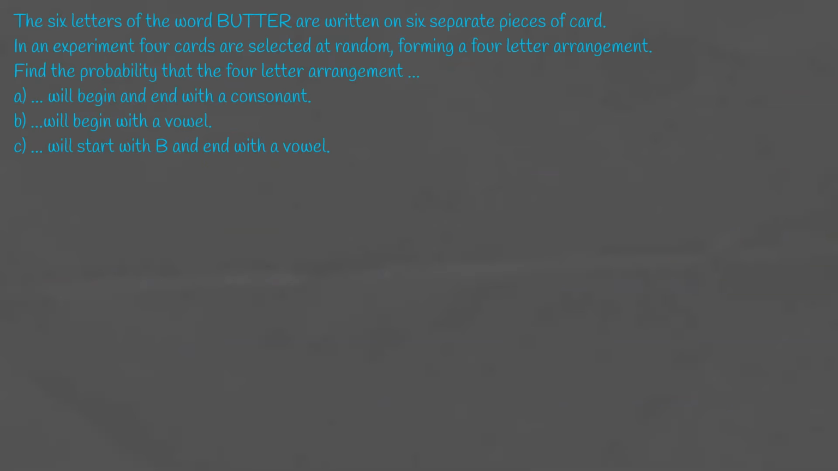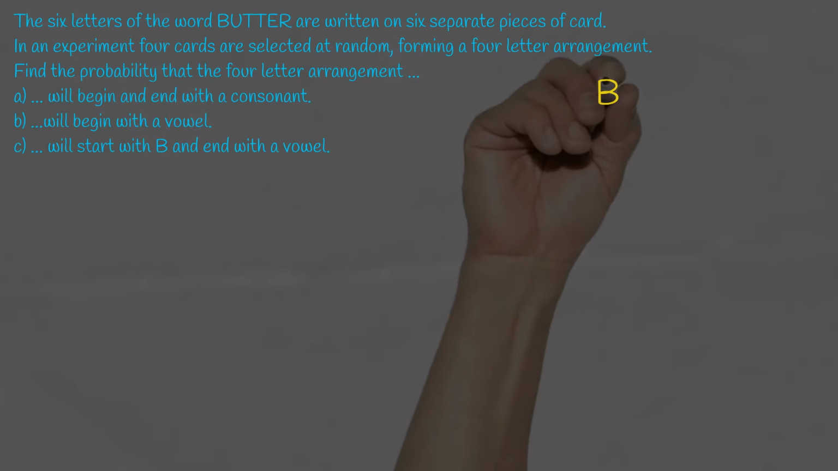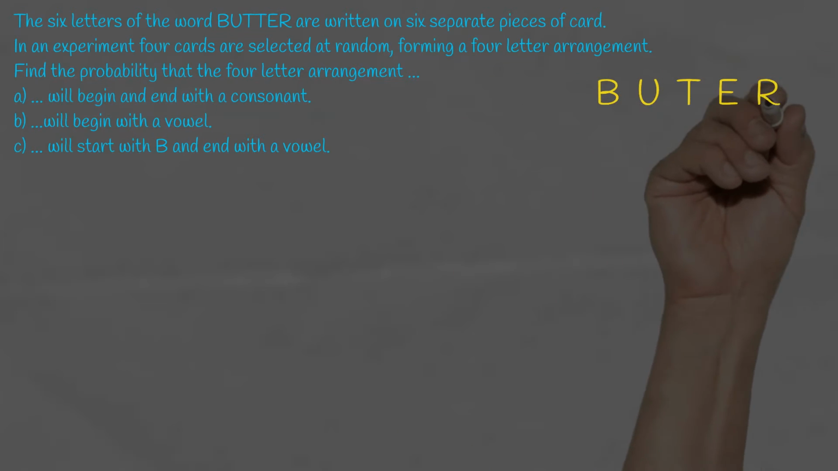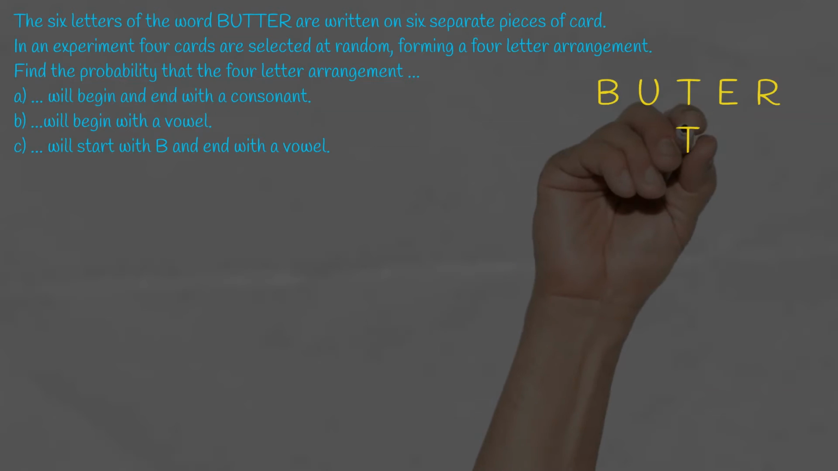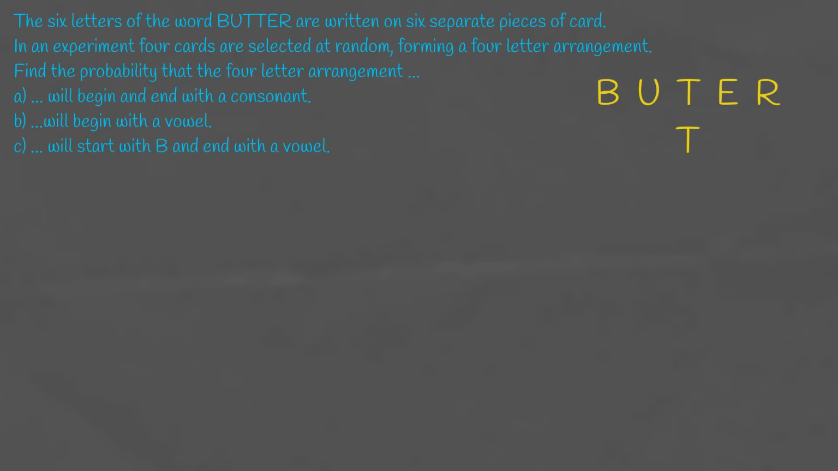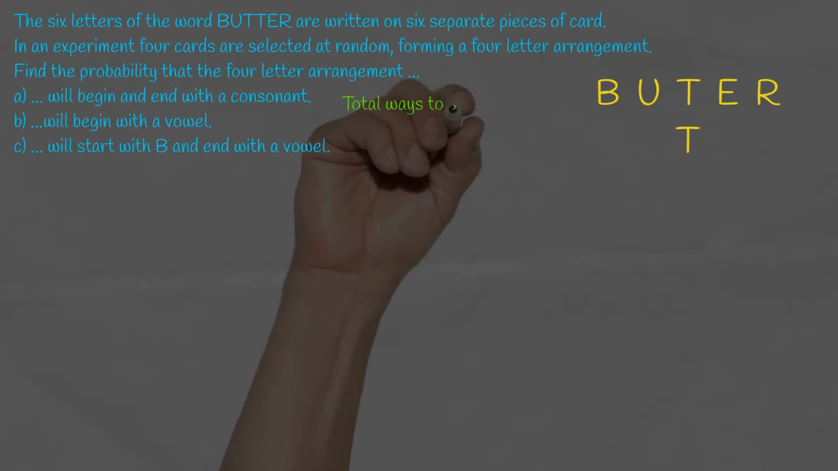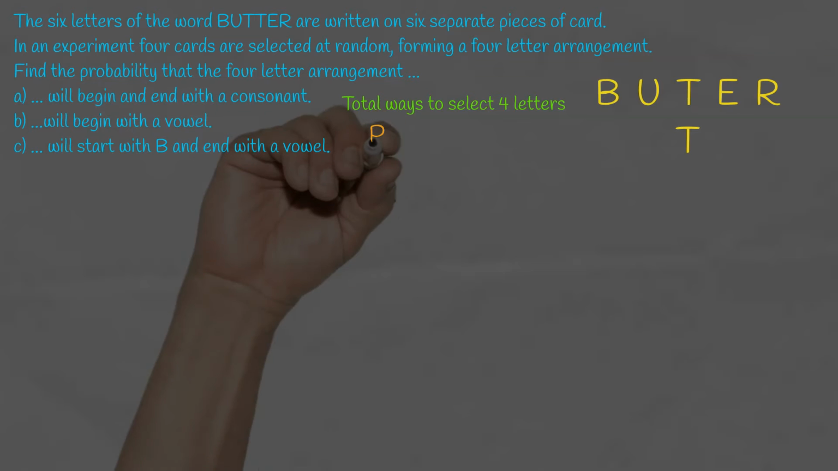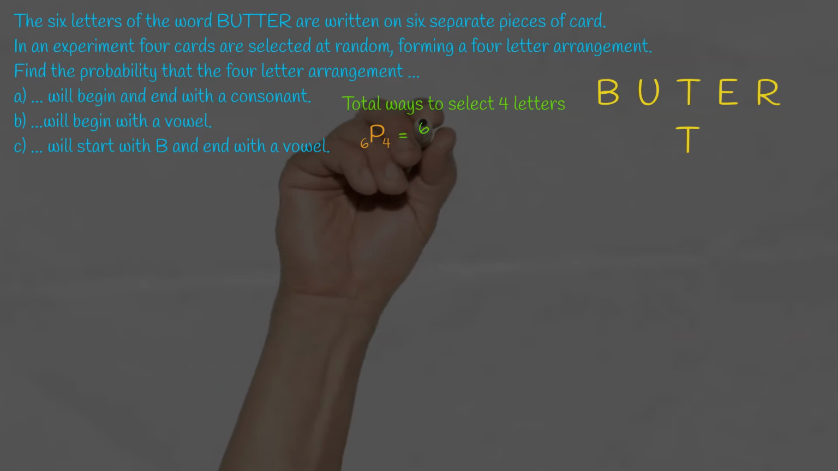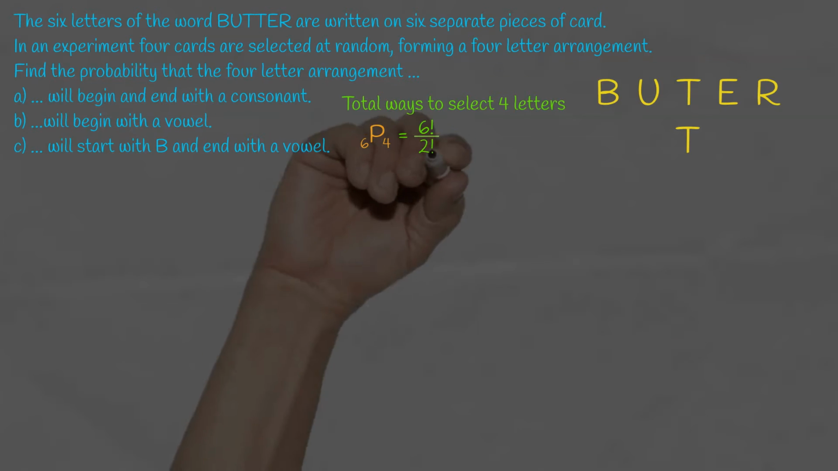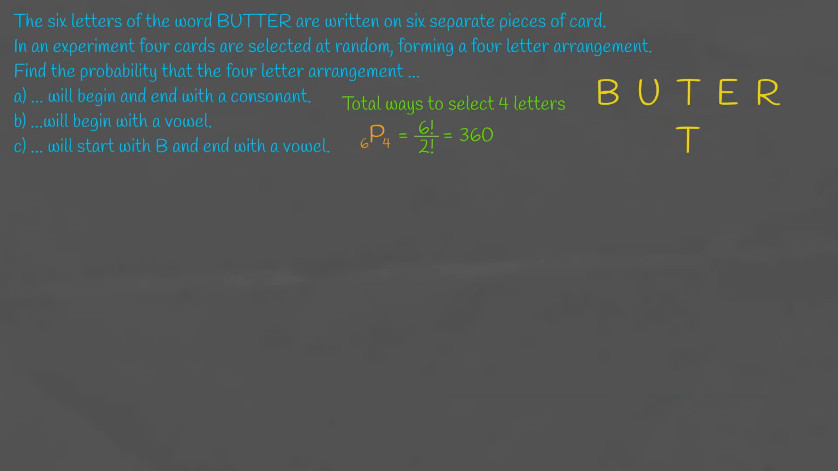And in the last question, we have the letters from the word butter written on 6 separate pieces of card. We're selecting 4 at random and laying them out. What's the probability that the 4-letter arrangement begins and ends with a consonant? Well, first we're going to work out the total number of ways to select 4 letters, which is 6P4. So using the permutation formula, you get 360.